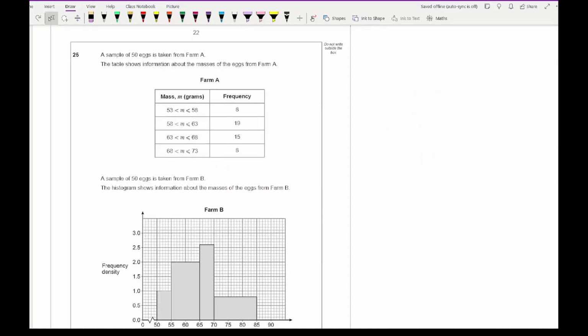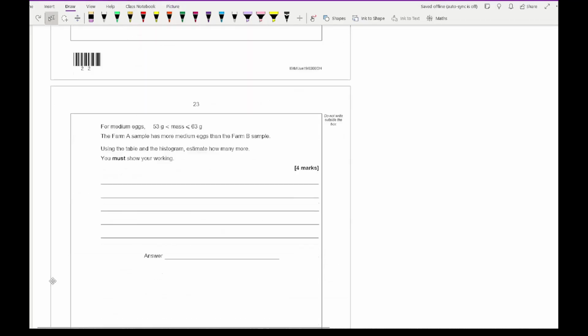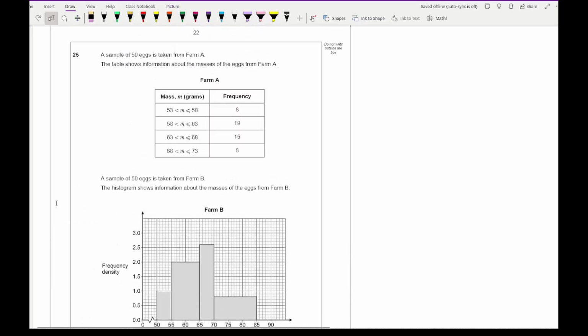So looking at question 25, it says the sample of 50 eggs taken from farm A is shown in the table below, and the sample of 50 eggs from farm B is shown in the histogram. And the question says that medium eggs are between 53 grams and 63 grams. Farm A has more medium eggs than farm B, and we need to show how many more farm A has than farm B. So looking at the data, we can see that medium eggs of farm A are found by adding these two frequencies together. So farm A is going to have 19 plus 8, which is 27.